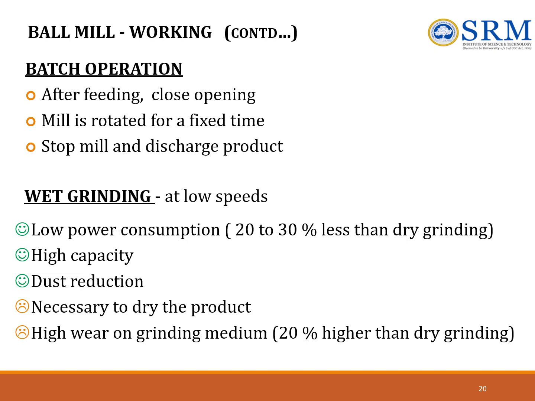It can also be operated in a wet manner where you can add some liquid like water to ensure a paste form. So you have to do it at lower speed. It gives you lower consumption of power, higher capacity, dust reduction, but you need to get the products dried once you take it from the ball mill, and also you have high wear on the grinding medium. So these are the considerations which we have to take during wet grinding in a ball mill.